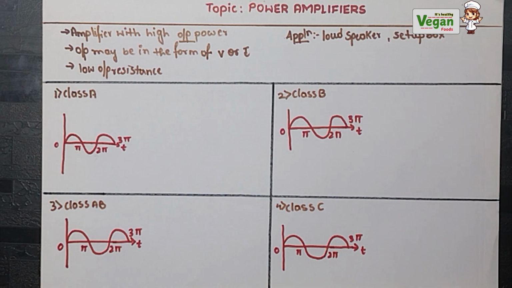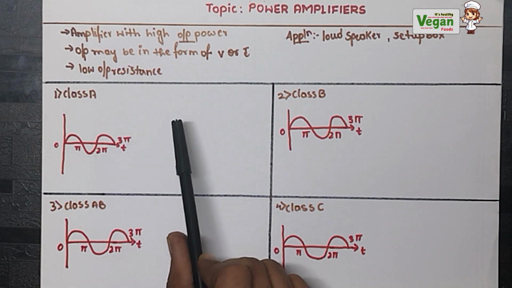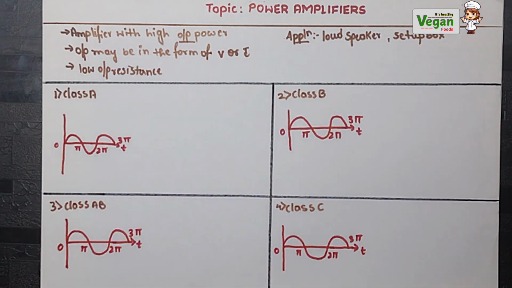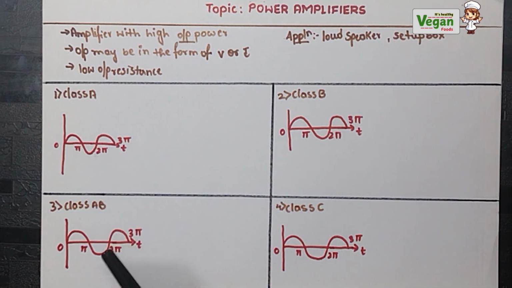For every classification of power amplifier, we must define the process. That is, if you give this input, what the output will be, how much degree of conduction will take place, where the transistor will be during this conduction, and the efficiency of each classification. Let's discuss these four points.